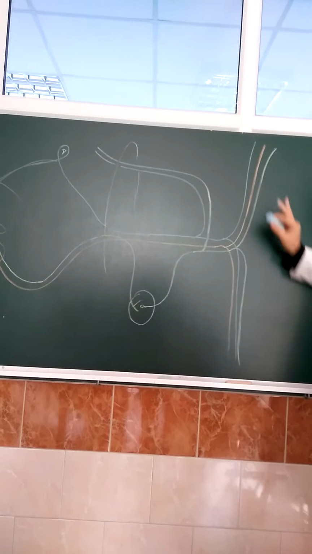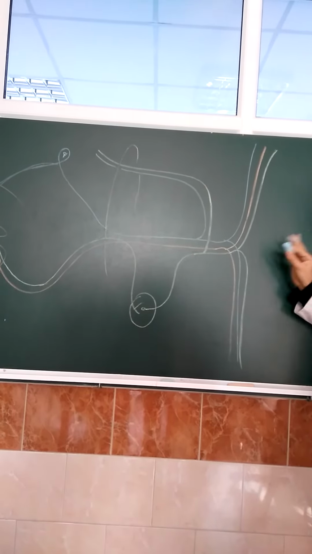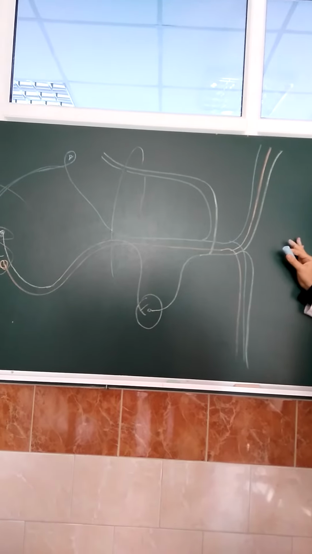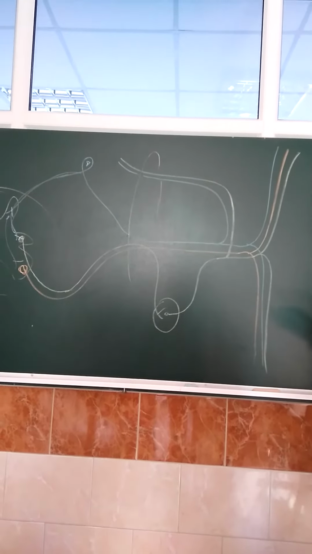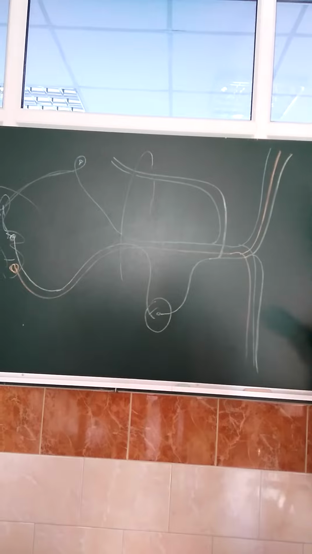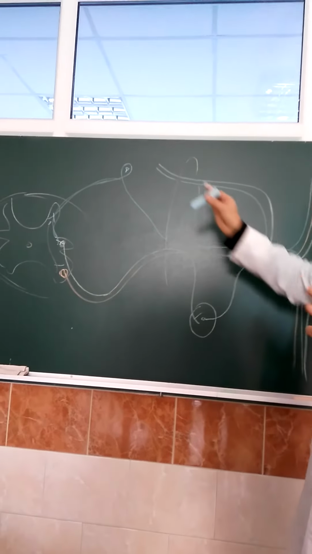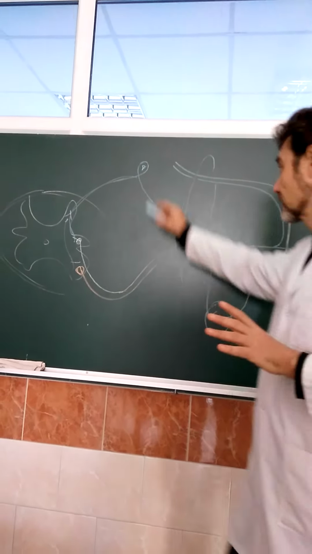Finally, we have the spinal nerve. You have to copy this diagram to your copybook, everybody. Okay. Let you understand that the spinal nerve consists of the following structures.